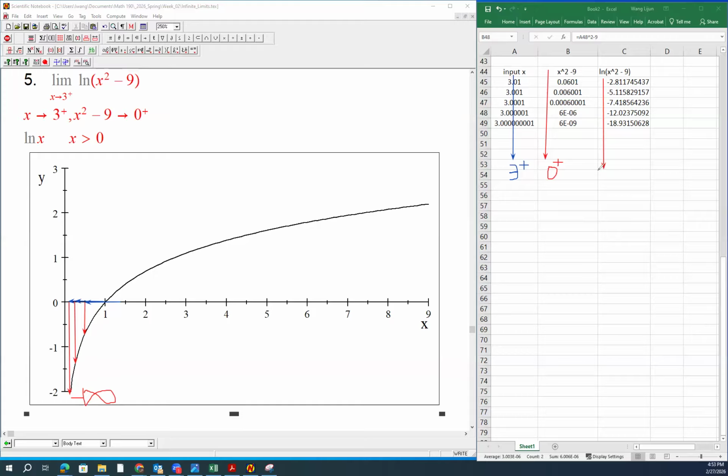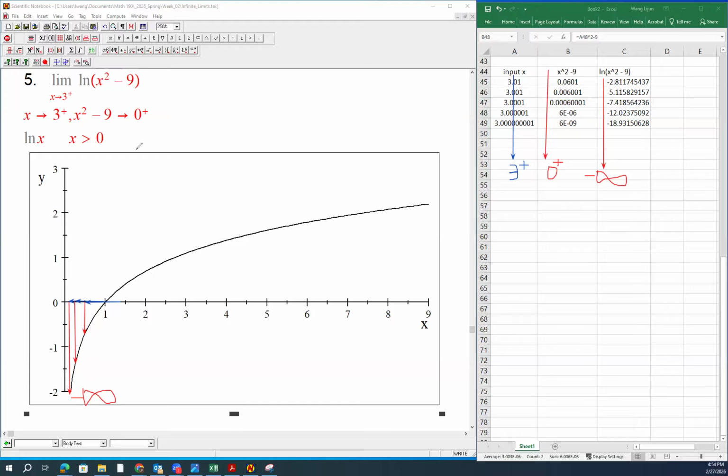So that process, but you see three processes going on. The input is getting closer and closer to 3 from larger than 3. And there's an intermediary, which is x squared minus 9. It's getting closer and closer to 0. And ln of that, so that is simulated in the blue, is approaching 0 as close as possible. Then the red is approaching negative infinity. You guys see that?